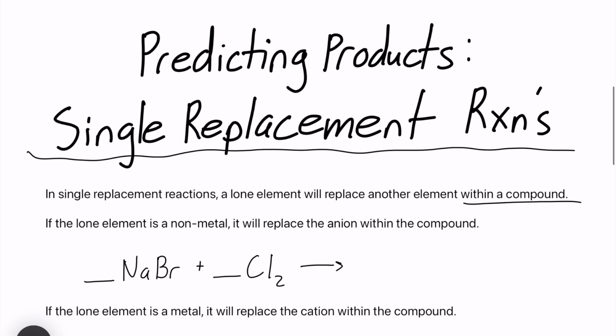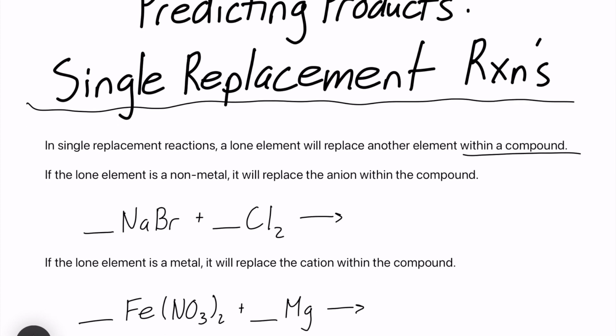Taking a quick look, we have sodium bromide reacting with chlorine gas. Our lone element here is chlorine, and since it's a nonmetal, we'll want to replace the anion in this compound, which is going to be bromine. So we can go ahead and write out the products for this. We have sodium chloride now, so NaCl.